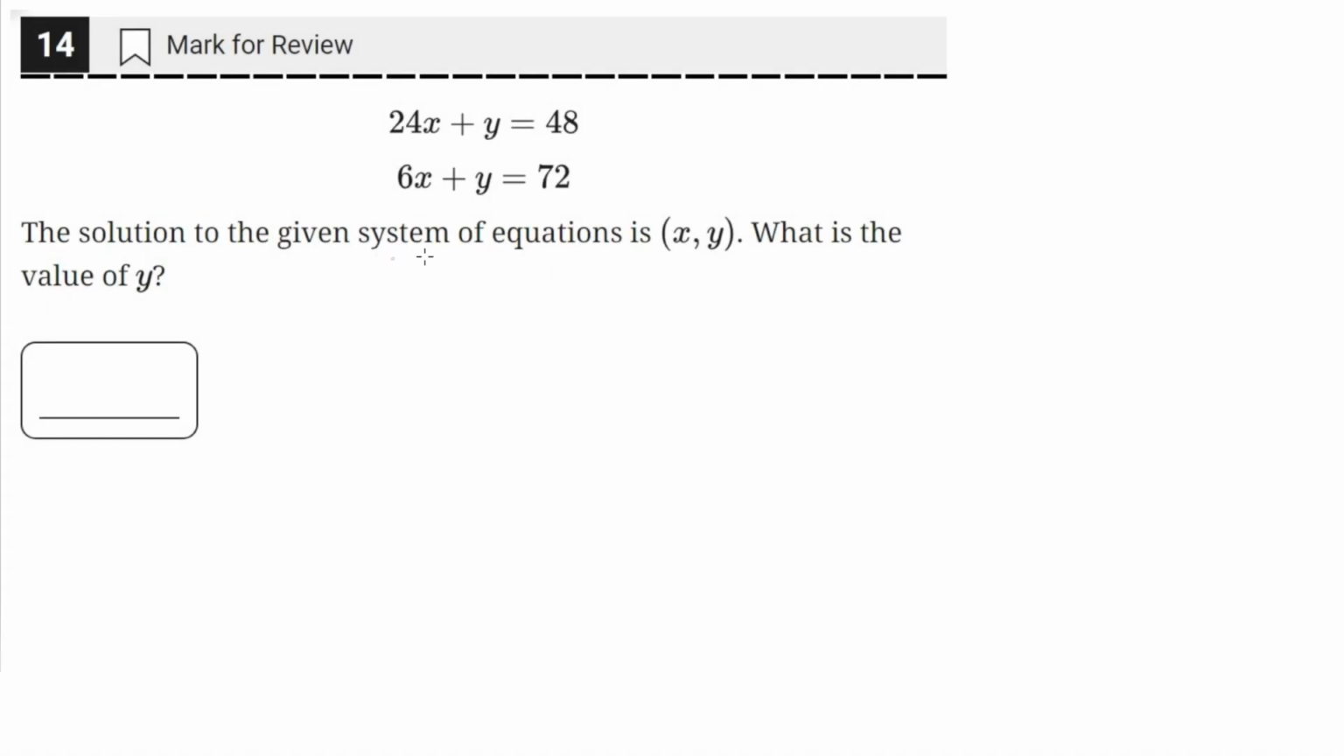The solution to the given system of equations is (x, y). What is the value of y? Okay, so we're given these two equations, and we need to find the value of y that satisfies these two equations. We can do that by just graphing these two lines in Desmos, which you can do in the testing application.